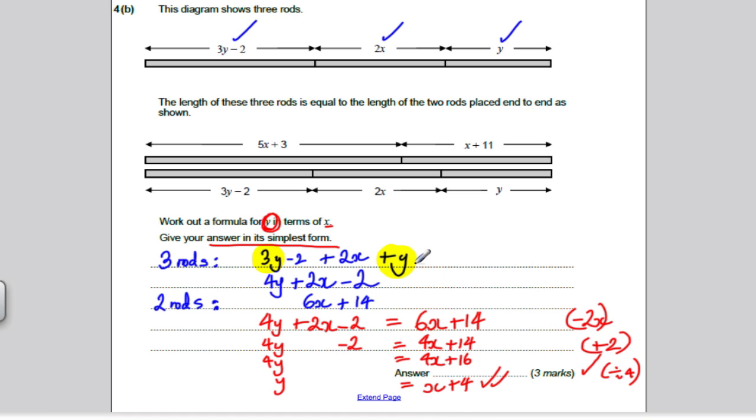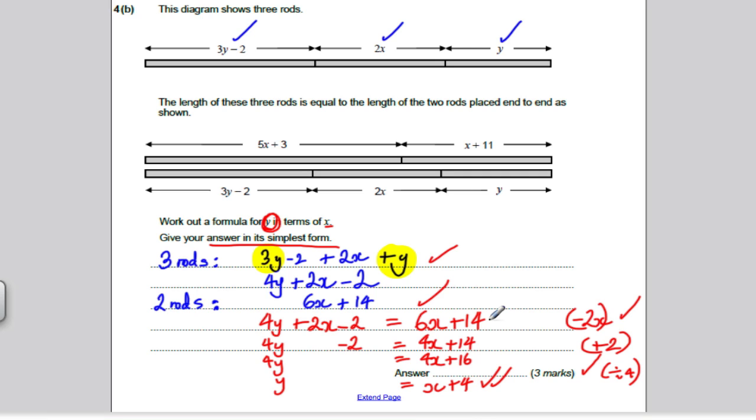Again, quite a straightforward question here. These two parts were very easy. Then equating them was very easy. That would probably get you 2 marks. Going on to solve it correctly would get you the 3rd mark. That's the hardest bit. But at least write down the easy 2 marks.